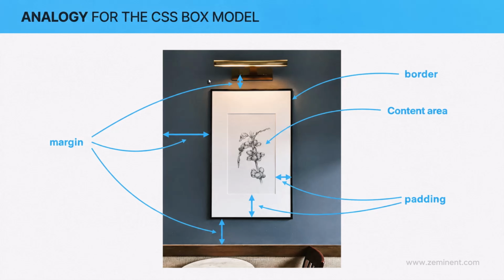Now, if all of this still feels a little abstract, don't worry. There is a really useful real-world analogy that can make the box model much easier to understand. Imagine that we have a picture hanging on the wall. The actual picture inside the frame is our content. Then imagine that there is some white space between the picture and the frame. That space is called padding. The actual frame surrounding the picture is the border. And finally, imagine that there is some empty space between this frame and another frame hanging next to it. That space is our margin.